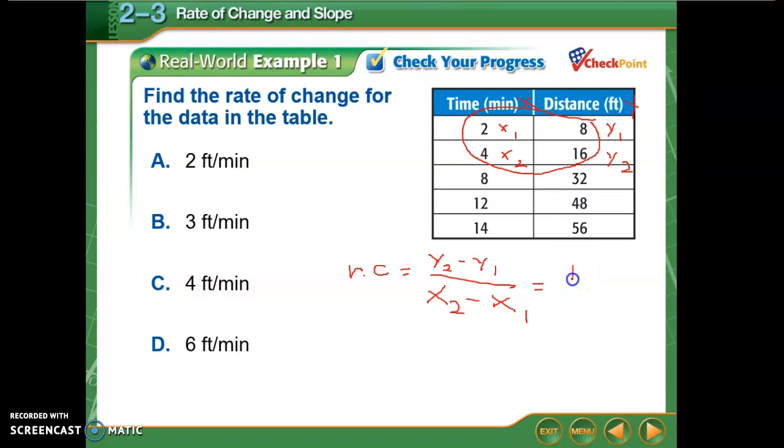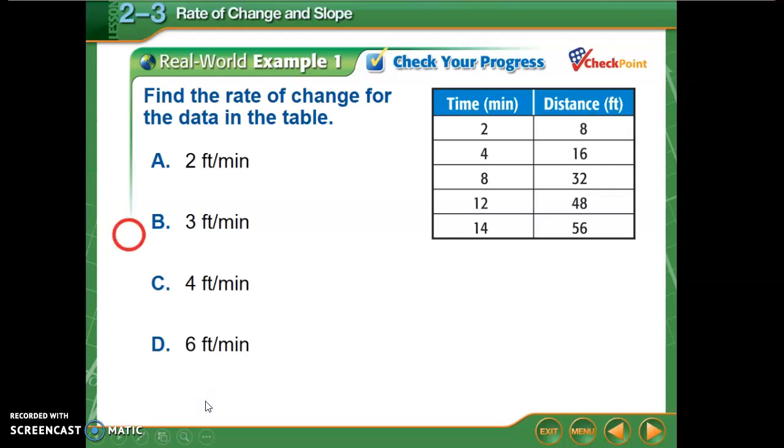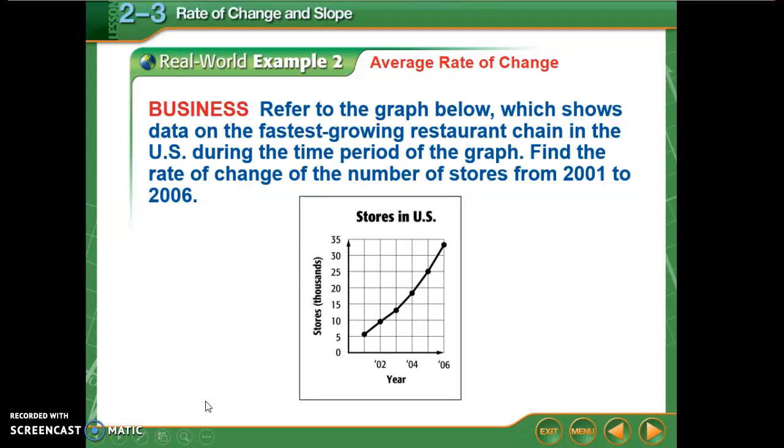So you will get 16 minus 8 over 4 minus 2. So you will get 8 over 2. So the rate of change will be 4. So 4 feet per minute. Alright. Okay, so that is the rate of change.